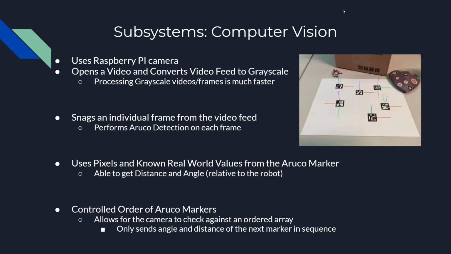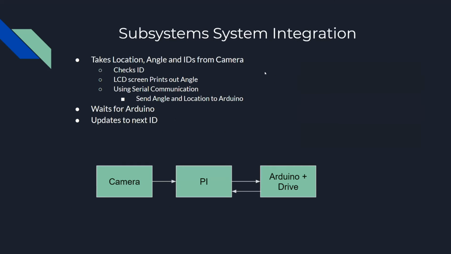For our final design, obviously we hop from island to island, from beacon to beacon, and we control the order of the ArUco markers, which allows for the camera to check against an ordered array to ensure that we are seeing the ArUco markers in the correct order so that we don't go in a wrong order around the beacons.